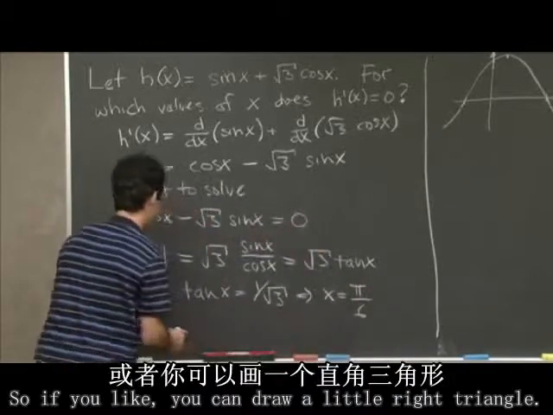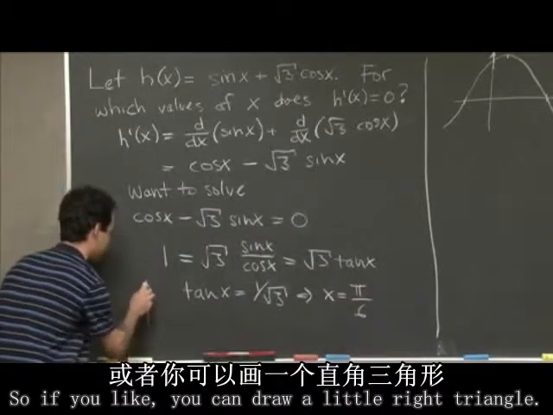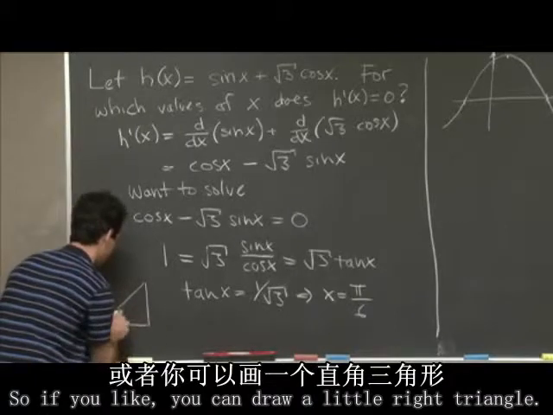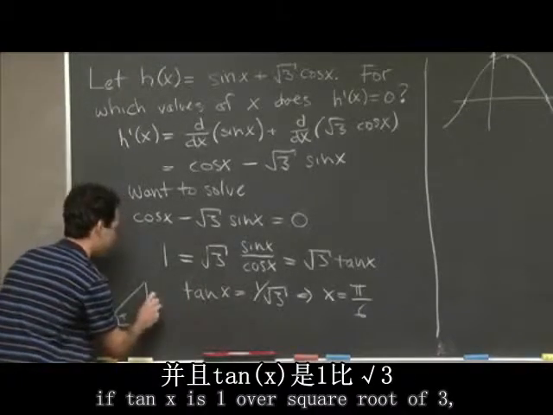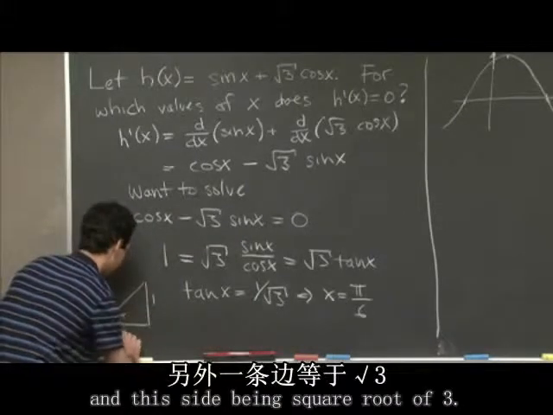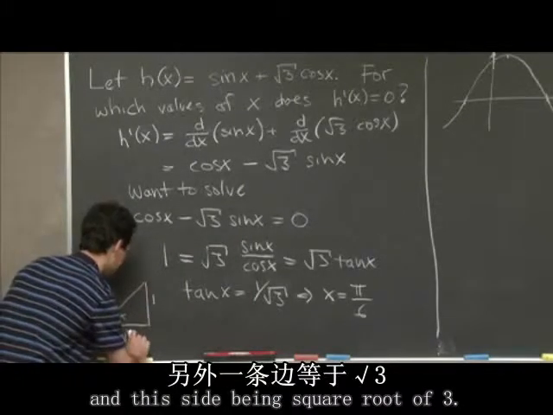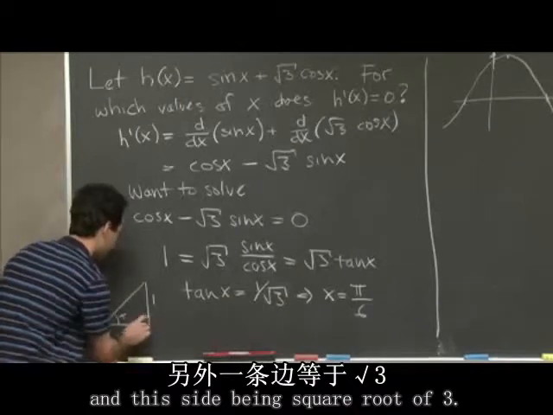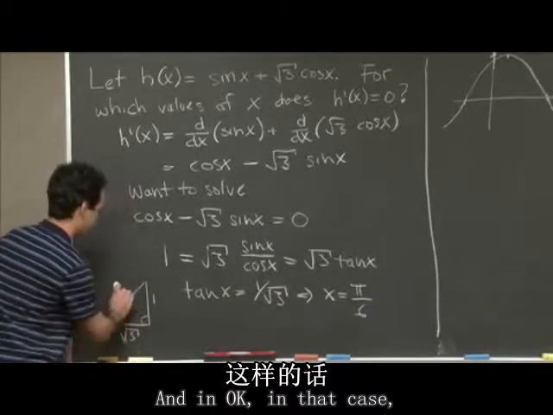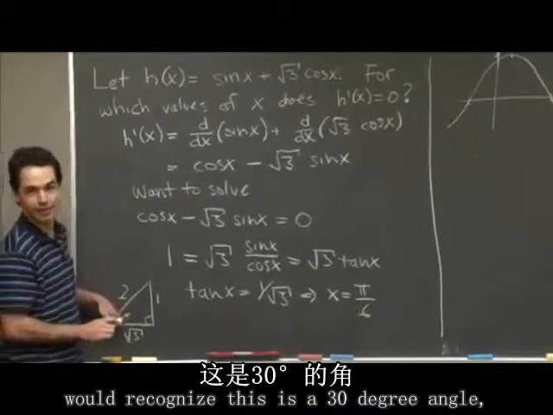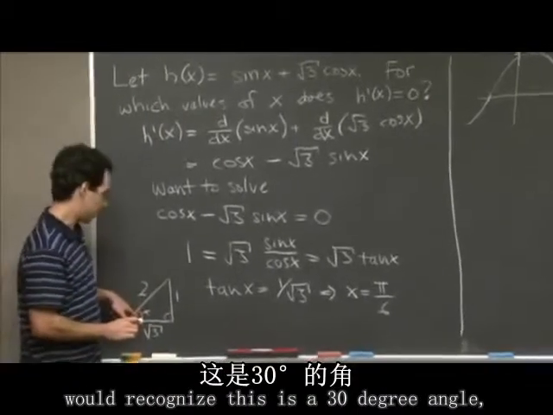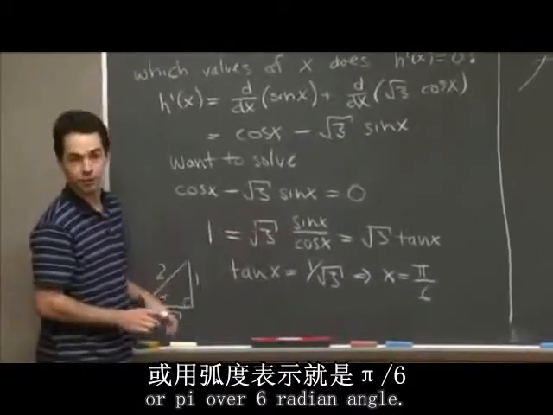If you like, you can draw a little right triangle. If this is x, and tan x is 1 over square root of 3, we should have this side being 1 and this side being square root of 3. In that case, in this right triangle, the hypotenuse would be 2. And so then you would recognize this as a 30-degree angle, or pi over 6 radian angle.